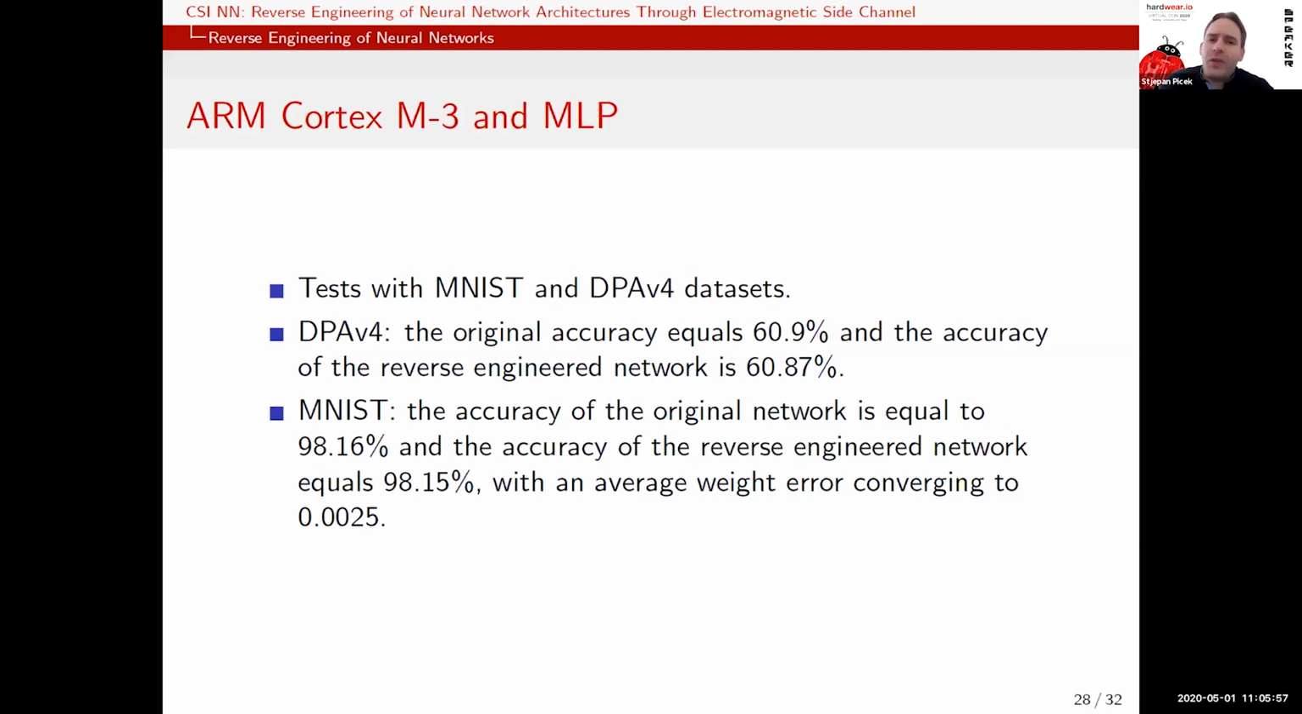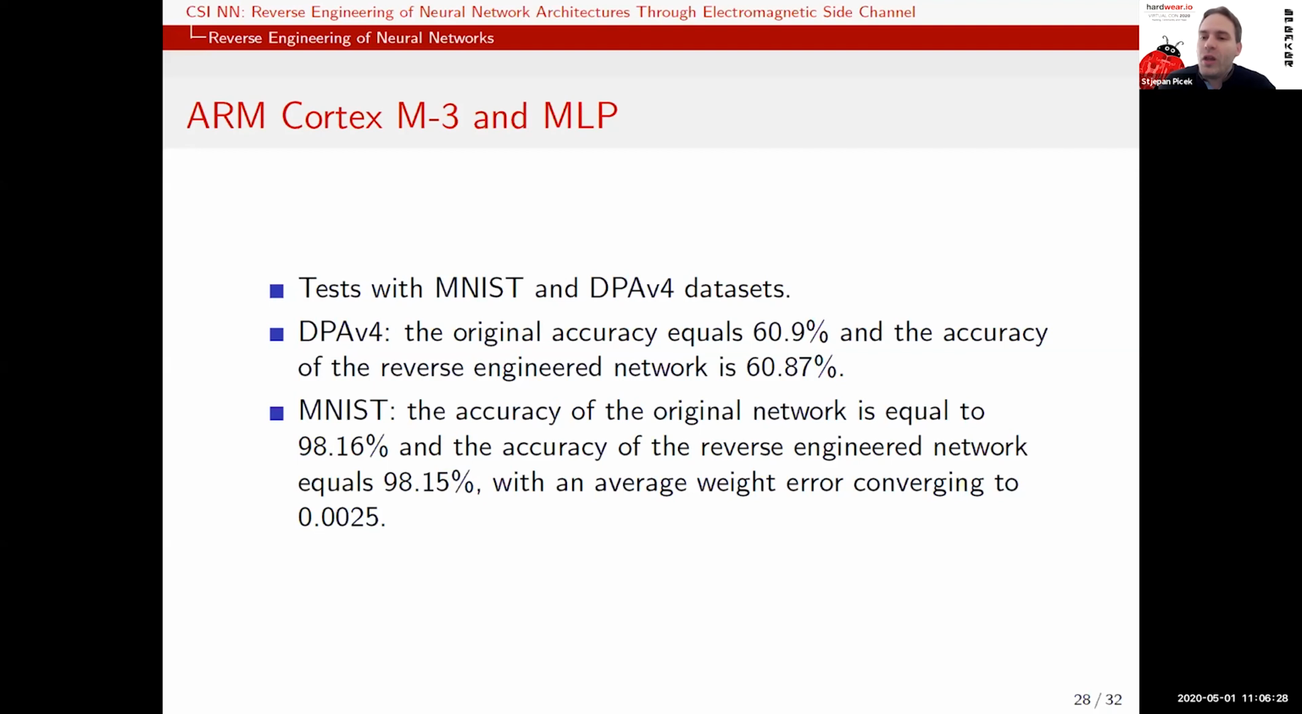So first, we tested very simple data sets because the data sets themselves are not important. So we used MNIST, we used DPA-V4. DPA-V4 is a commonly used data set in the side-channel analysis domain. And then we trained a model and we did our attack, and we obtained the accuracy of 60.9%. So original neural network, 60.9% precision accuracy.